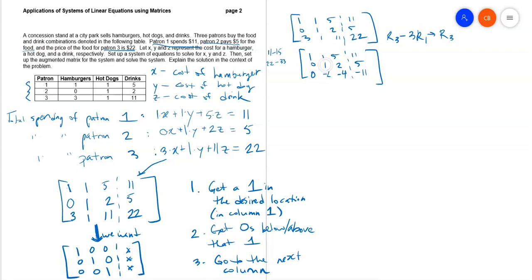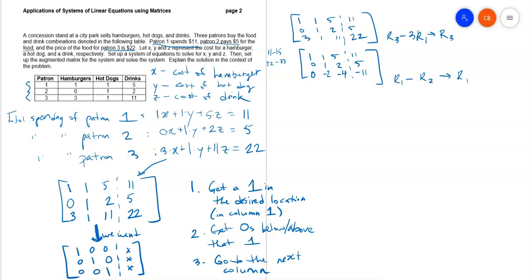We need to get the entry above it to be a 0, and we need the entry below it to be a 0 as well. And so we can do it one at a time. We could actually get this 0 above quite easily. What if we just take row 1 and we subtract row 2 from this one? That's going to basically result in 1 minus 1, which is 0, and we want this to be the new row 1.